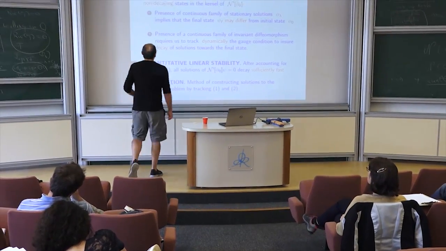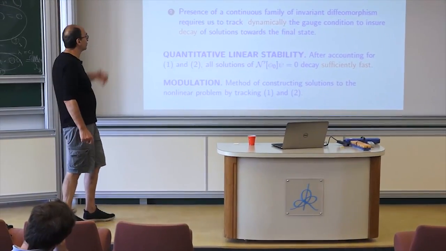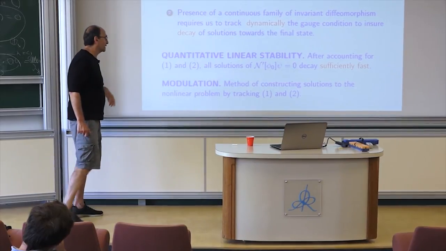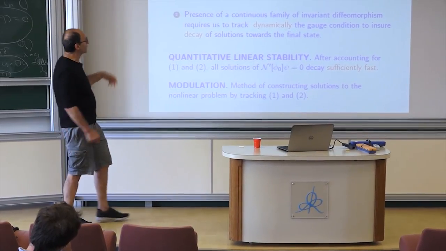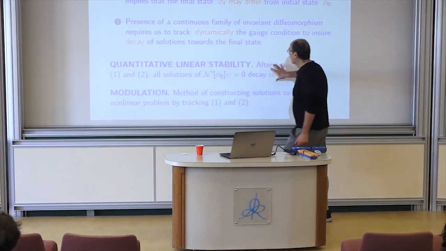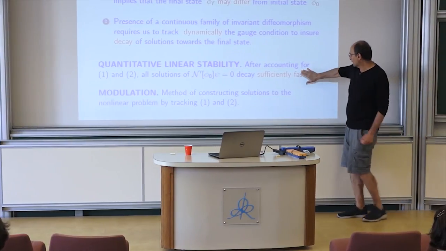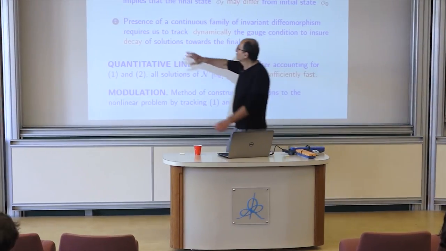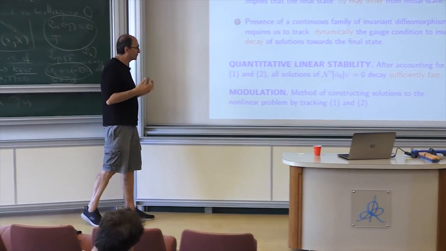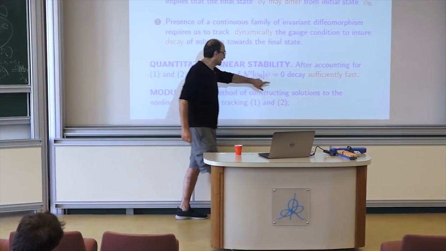Now, the way to think, therefore, in terms of linear stability, if you want to connect with these things here, is that in order to prove nonlinear stability, you want some concept of quantitative linear stability. In other words, I want my linear theory to be such that after you account for these 1 and 2, in other words, after you account for these eigenfunctions corresponding to zero eigenvalues, all solutions of this equation decay sufficiently fast.